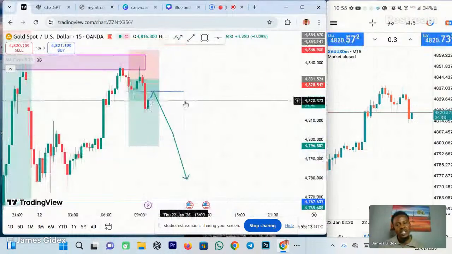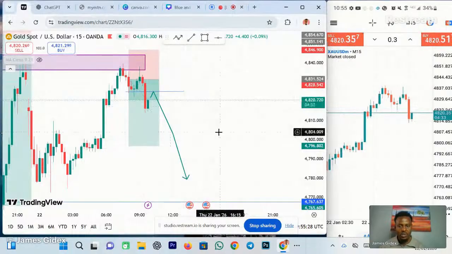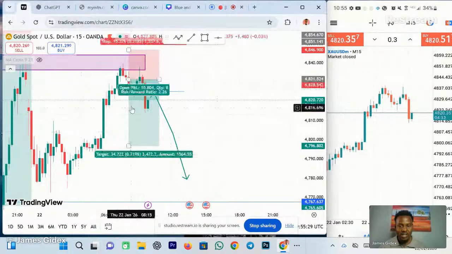So we will catch every move step by step. We really need to catch each move that is dropping. We are expecting a retest around this side, either this side or virtually get to this.